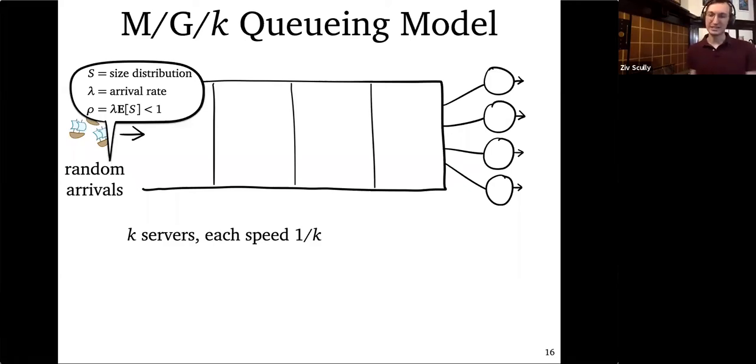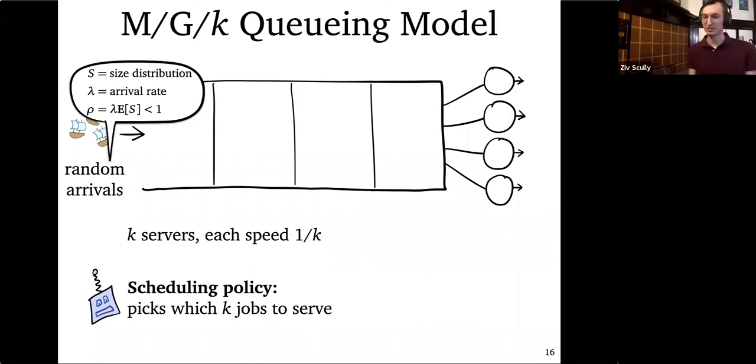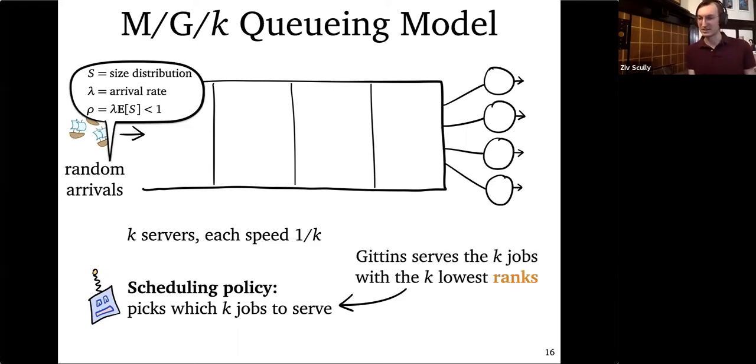Scheduling in this model just means picking k jobs to serve instead of just one. Each of these k jobs is going to get served in slow motion at rate 1 over k. You might ask, can we do something like SRPT or Gittins in an M/G/k? The answer is you can do a version of Gittins or SRPT. But now, instead of just serving the one job with the lowest rank, you're going to serve the k jobs with the k lowest ranks. That's the obvious generalization to multiple servers.